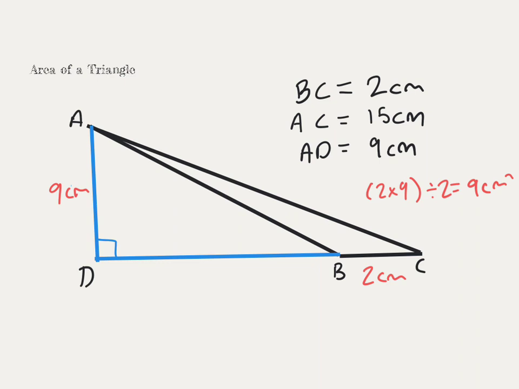So just remember, base times height. Do that first, then divide the answer by 2 to get the area.